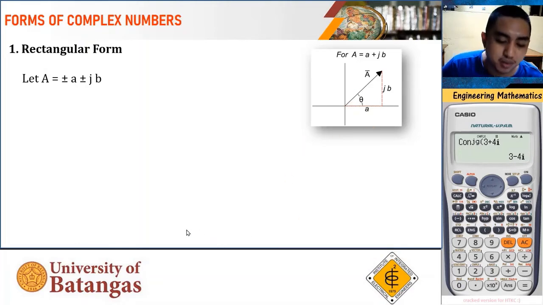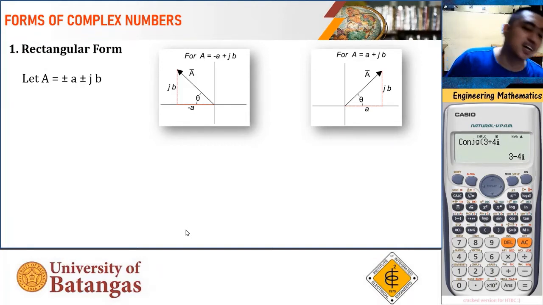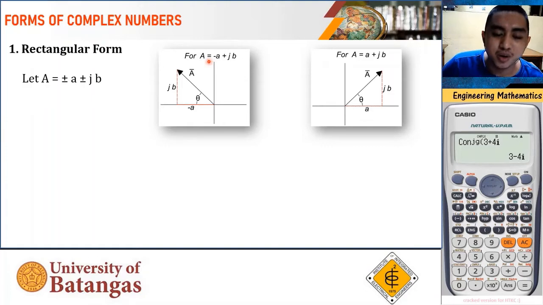Okay, para naman sa second quadrant ng ating Argand diagram, ang mangyayari dyan is yung ating imaginary part is positive pa rin. So jB, then yung ating real part is negative A, or yung ating real part is magiging negative. So kung mapapansin nyo, mapapapunta siya sa ating second quadrant. So negative ang ating A, then positive yung ating jB.